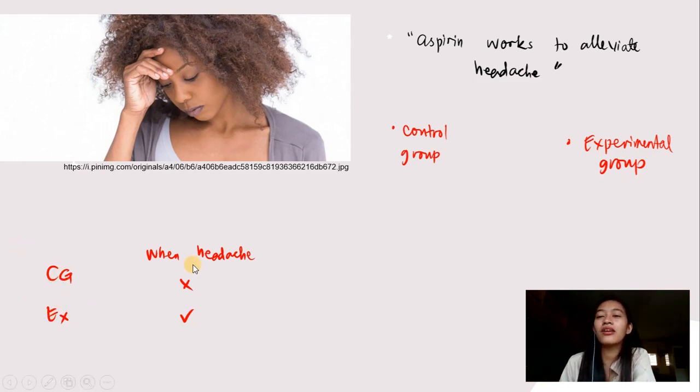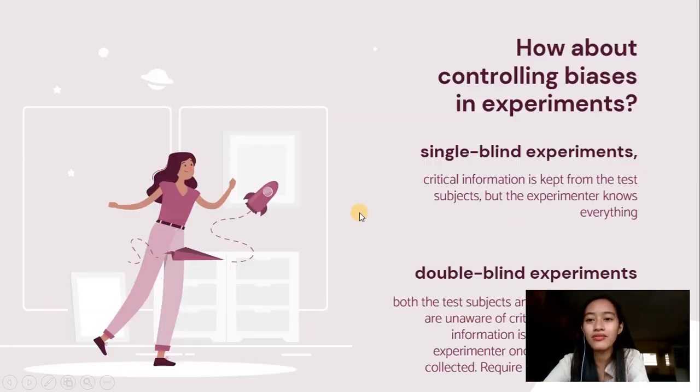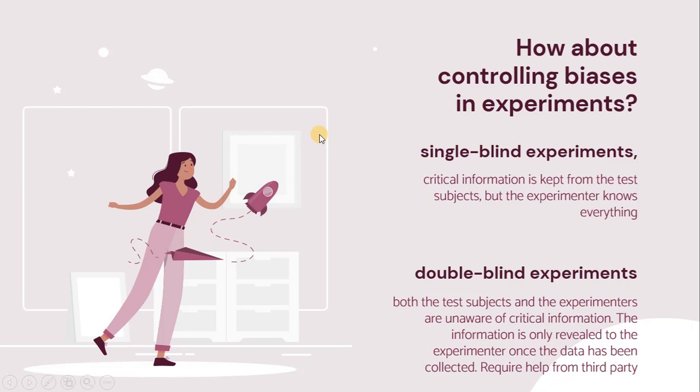Okay. So how about controlling biases in experiments? We have what are called blinds, such as single blind or double blind. In a single blind experiment, critical information is kept from the test subjects, but the experimenter knows everything. For example, this person is given a placebo, and the subject does not know whether they received the treatment or not. So the person is blind. This goes with consent too.